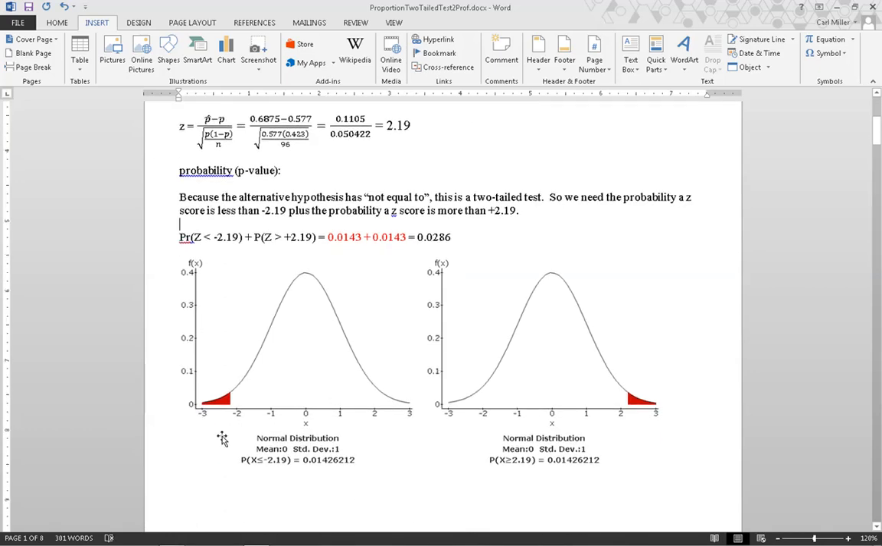The probability of z-score less than negative 2.19 is the red area in the left graph, which is 0.0143, and the red area in the right graph is the probability of z-score greater than positive 2.19, and that is also 0.0143. So adding those together, the total area in red in the two curves, or the probability, is 0.0286.